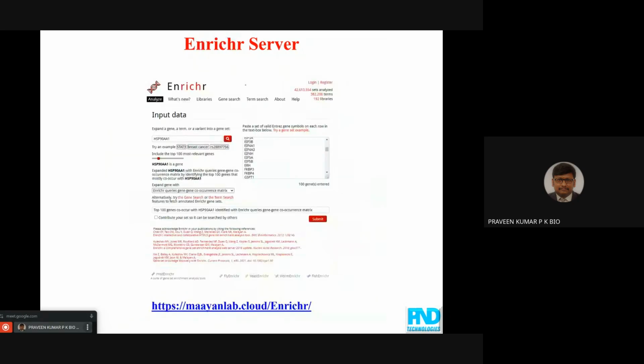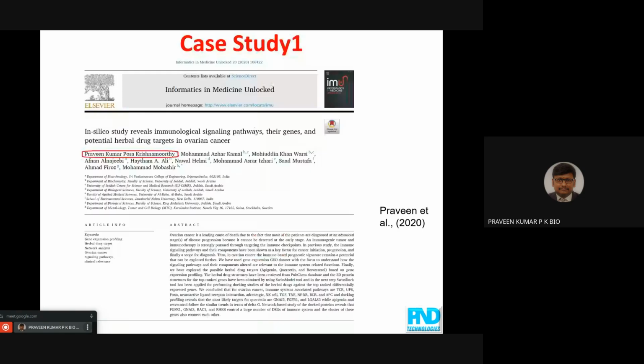We can also go with gene enrichment through the Enrichr server. If you type a single target and want to increase how many genes to search, top 100 or top 200, we can fix a particular value and find all the most important interacting genes in the network. So this can also be used as gene enrichment, Enrichr.